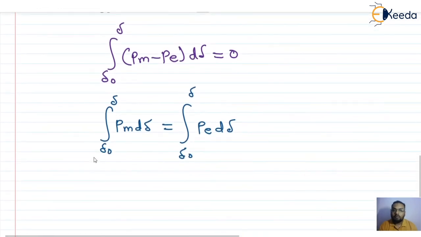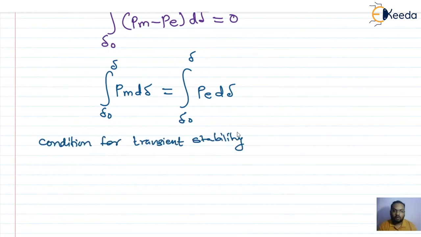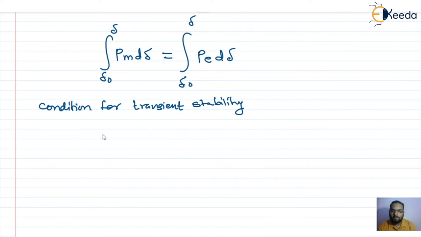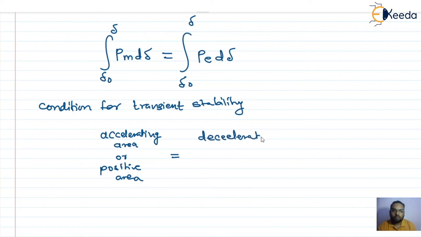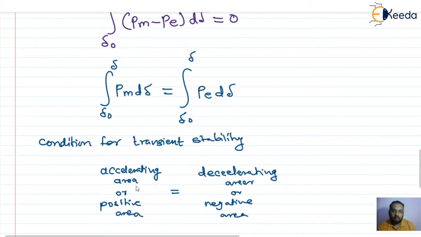When will it be 0? When the accelerating area under the power angle curve, that is the positive area, is equal to the negative area, that is the decelerating area. If both areas are the same, then we can say that the system is stable for transient stability. So we can conclude this as the condition for transient stability: when the accelerating area, or positive area, is equal to the decelerating area, or negative area, under the power angle curve.